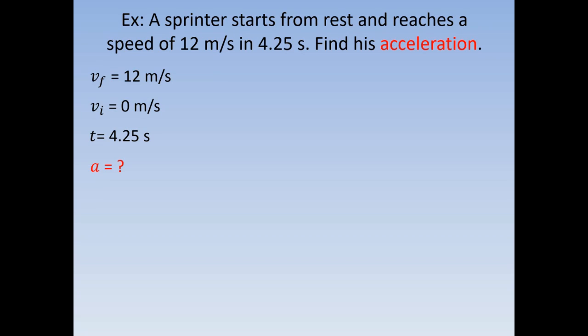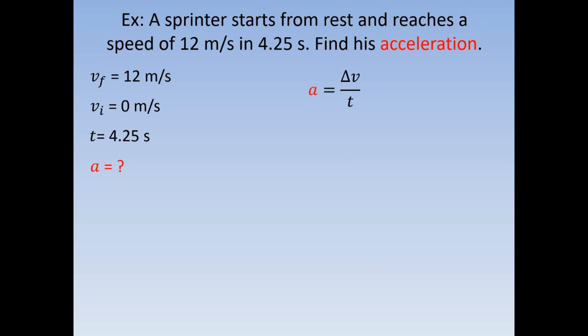So our final velocity is 12 meters per second. VI is going to be the initial velocity. We started out at rest, so our initial velocity is 0 meters per second. T is time. We also know that. We know that he took 4.25 seconds to go from rest to 12 meters per second. We are trying to find the acceleration, so the acceleration is our unknown. So we know the final velocity, we know the initial velocity, we know the time, and we are looking for the acceleration.